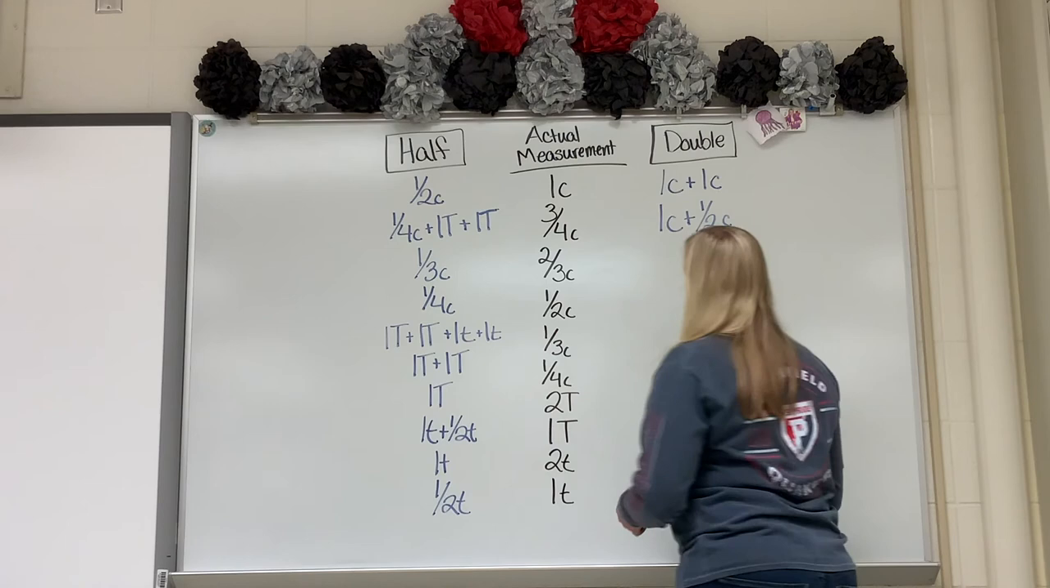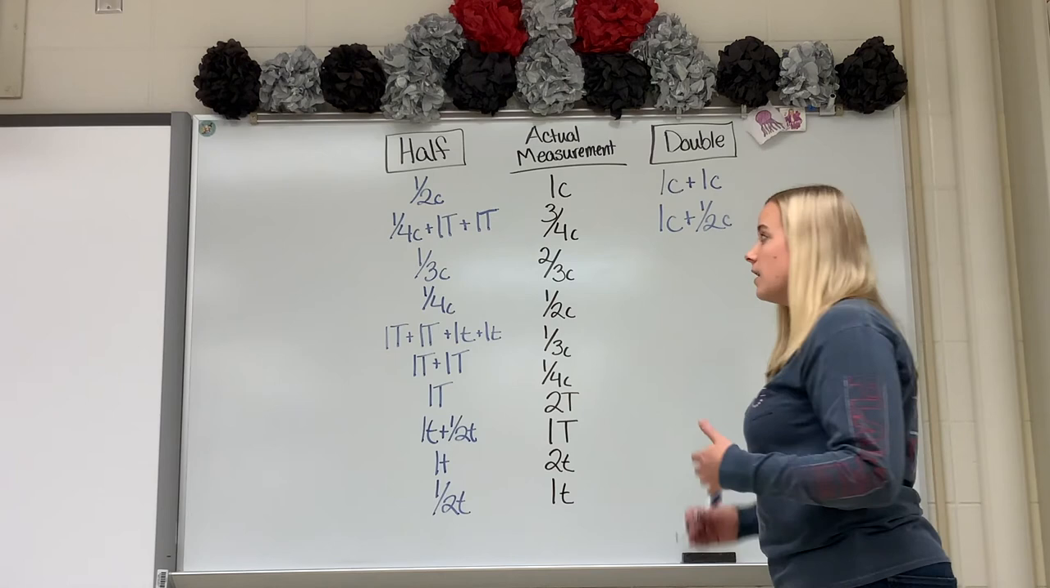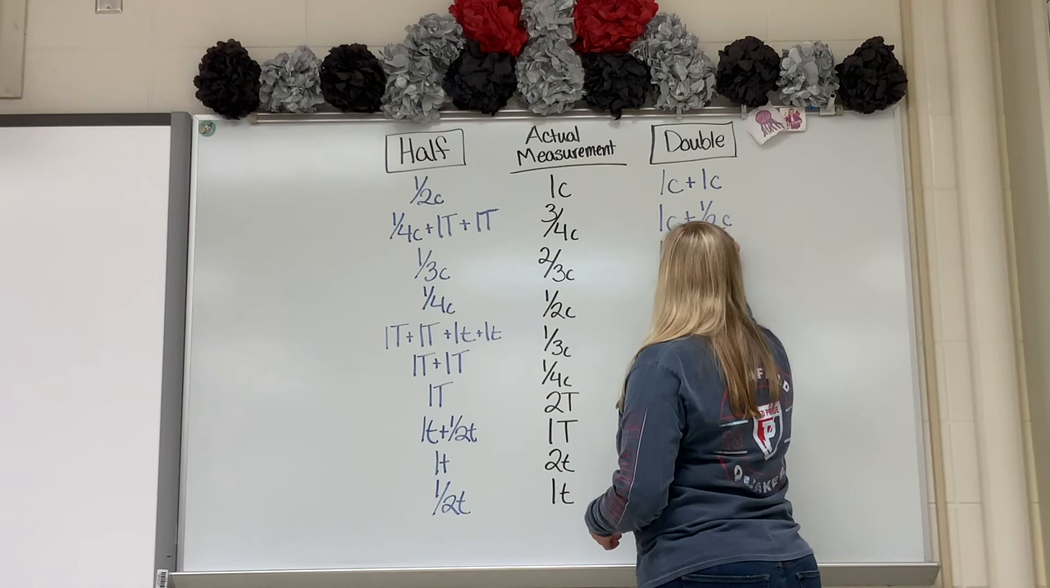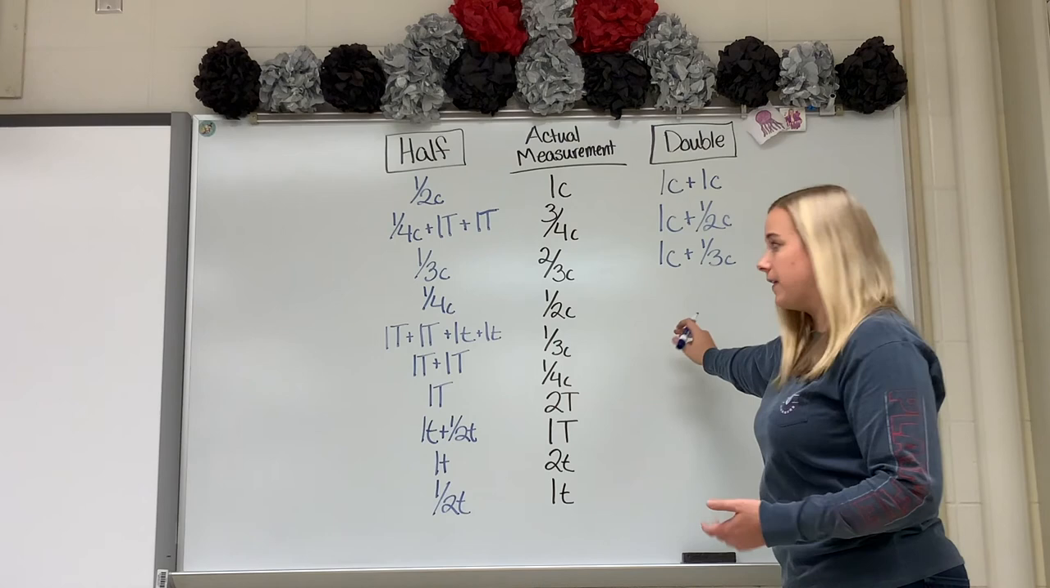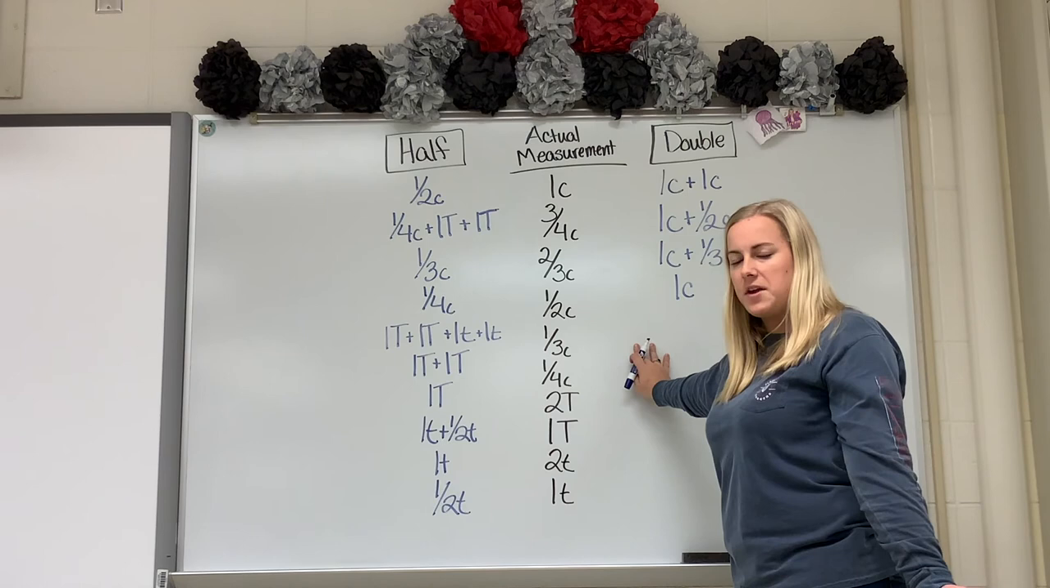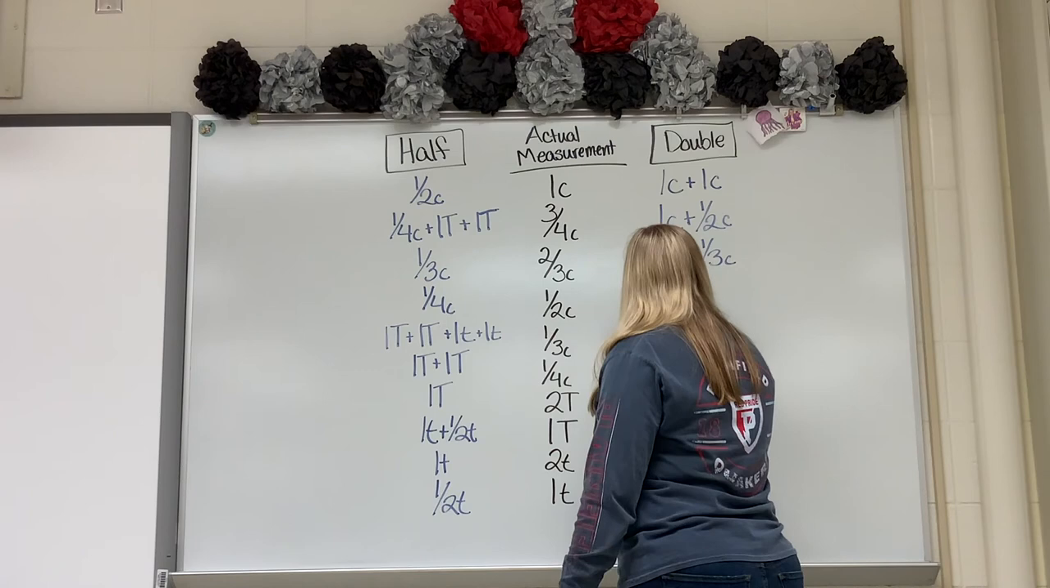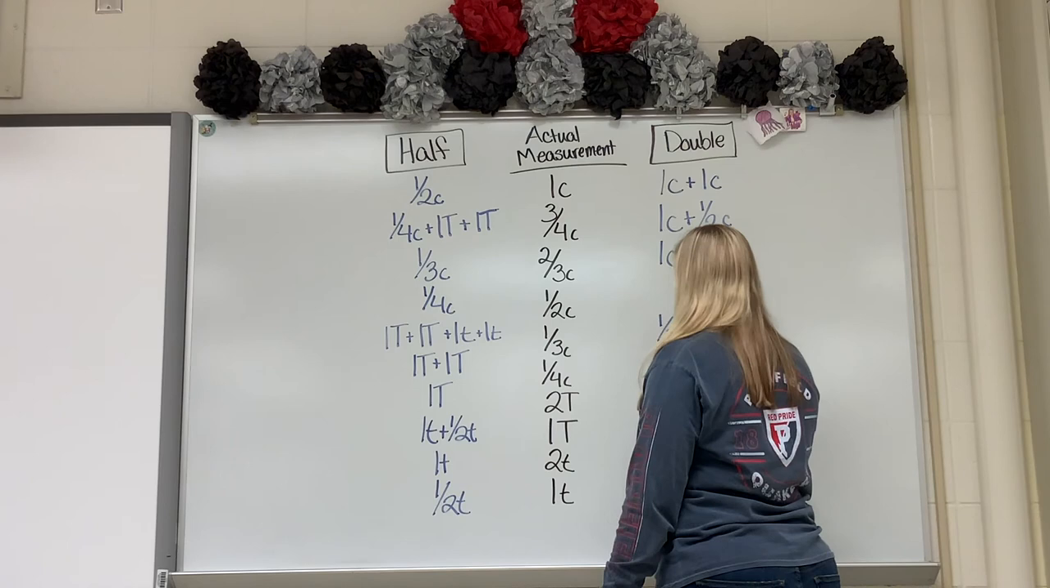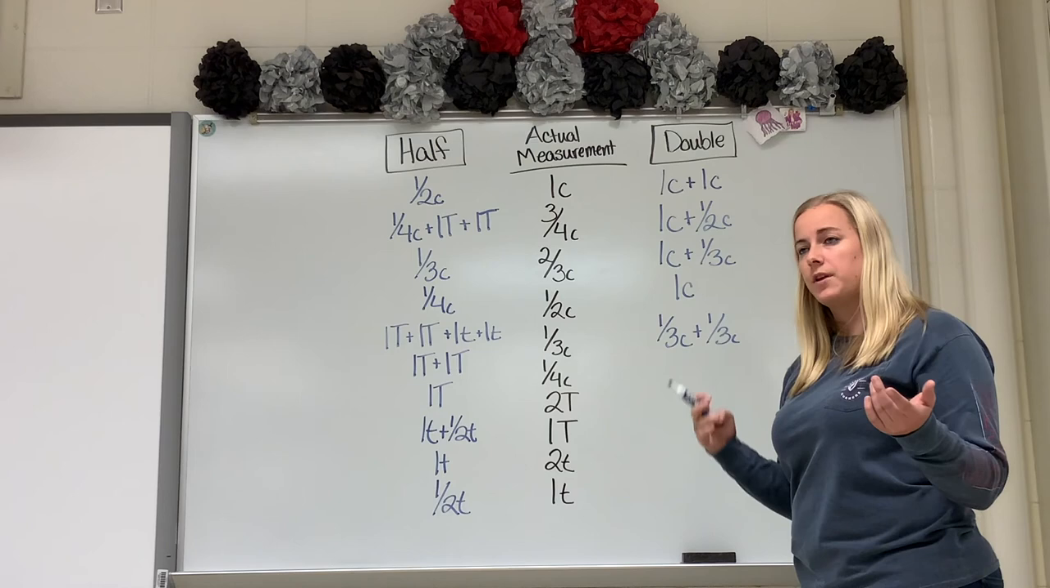Okay, same thing with 2/3. 2/3 doubled would be 4/3, but we're going to simplify that to make it 1 cup plus 1/3 cup. Okay, the double of 1/2 cup is just going to be 1 cup. The double of 1/3 is 2/3, but we don't have a 2/3 measuring cup, so we're going to measure it out as 1/3 cup plus 1/3 cup. Okay, the double of 1/4 cup is going to be 1/2 cup because 1/4 cup plus 1/4 cup equals 1/2 cup.